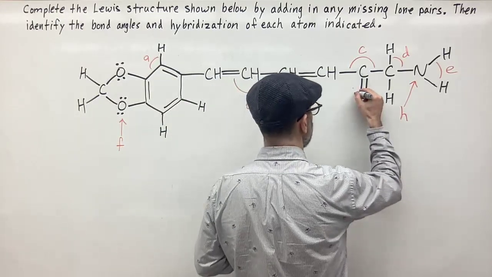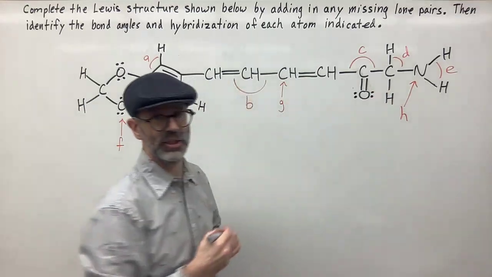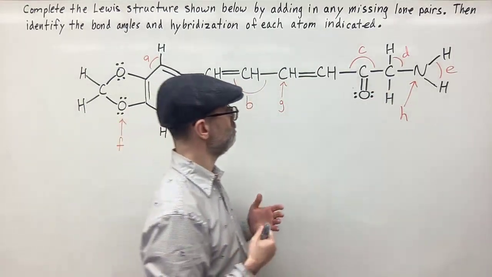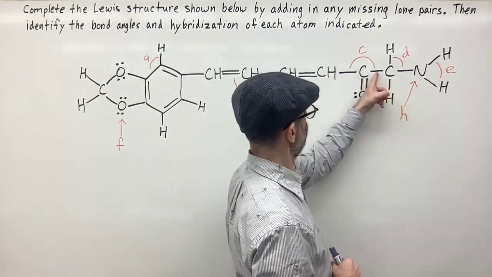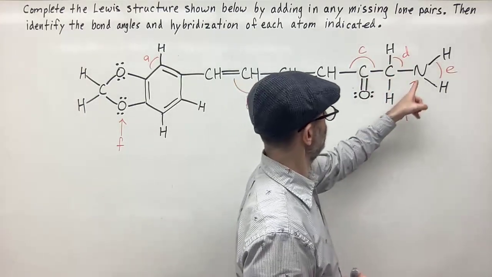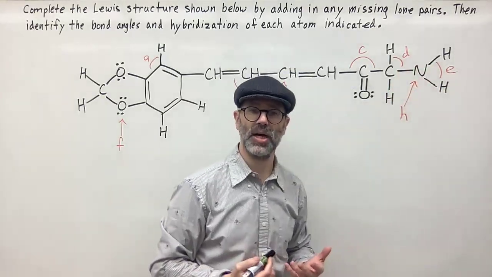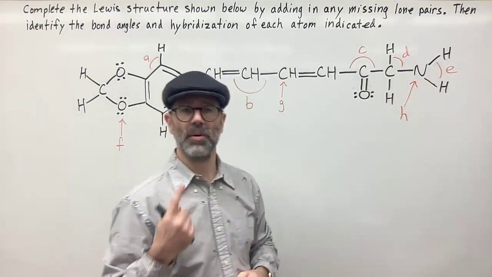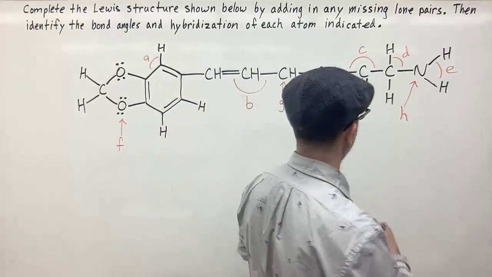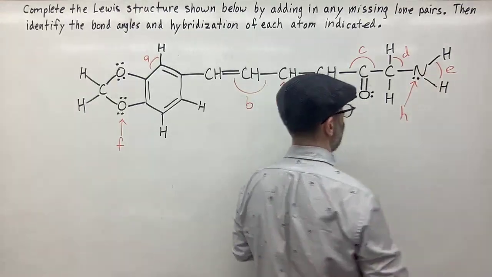So 1, 2. So now the oxygen has a full octet. This carbon has 1, 2, 3, 4 bonds. That's an octet. And then this nitrogen has 1, 2, 3 bonds. That's 6 electrons. It needs 2 more. So I'm going to put one lone pair on the nitrogen.